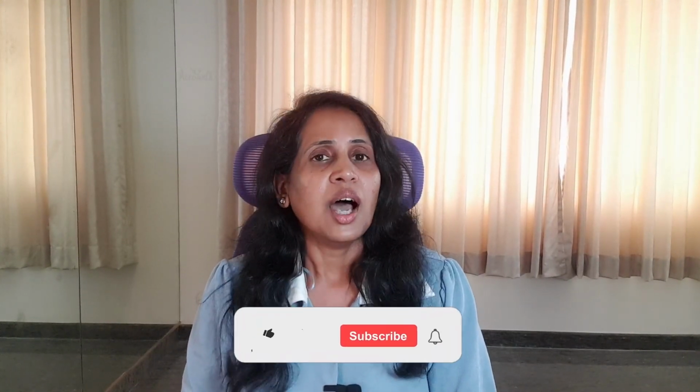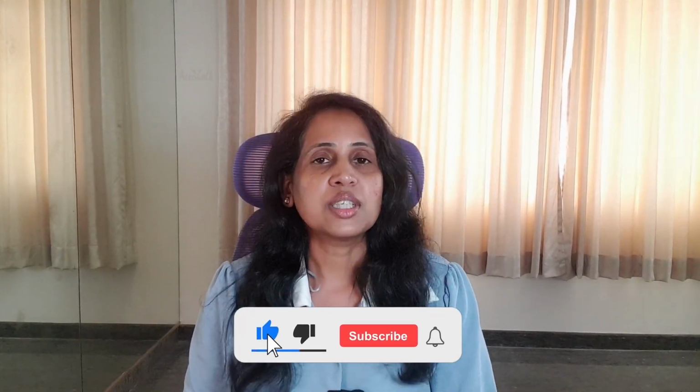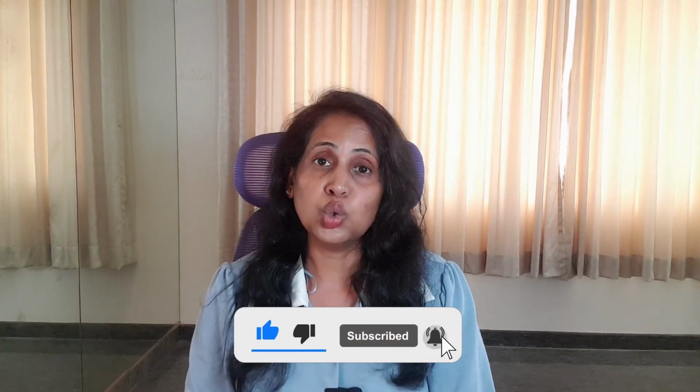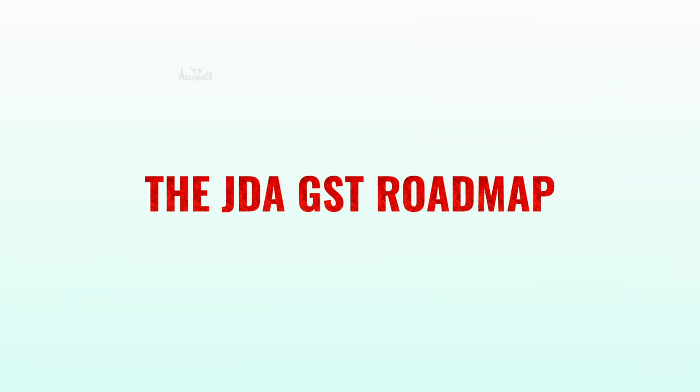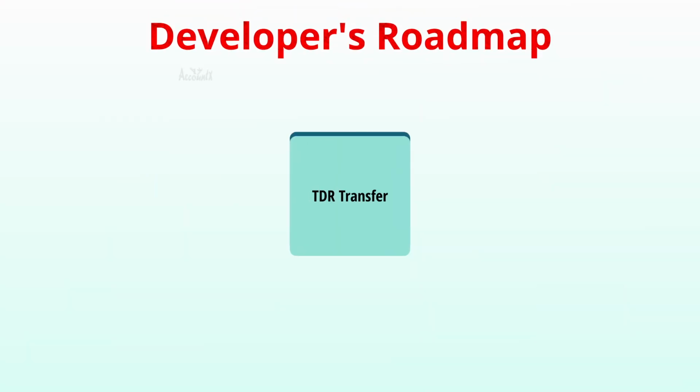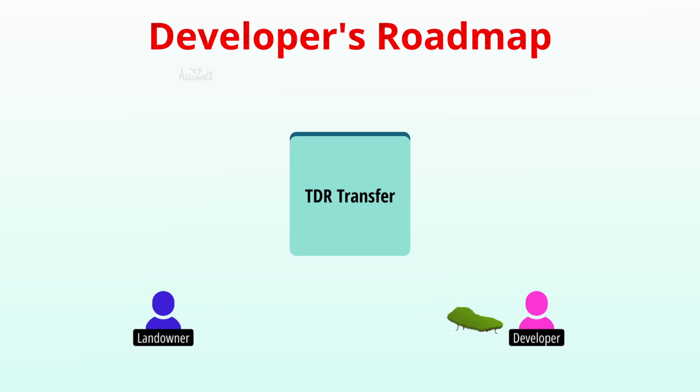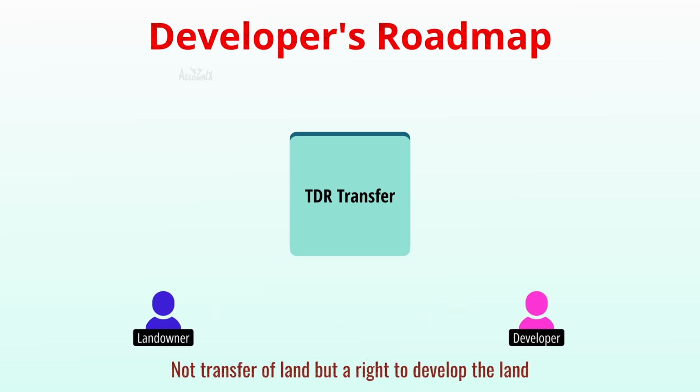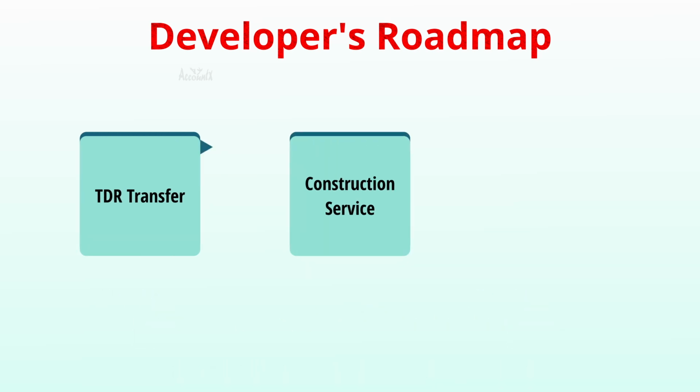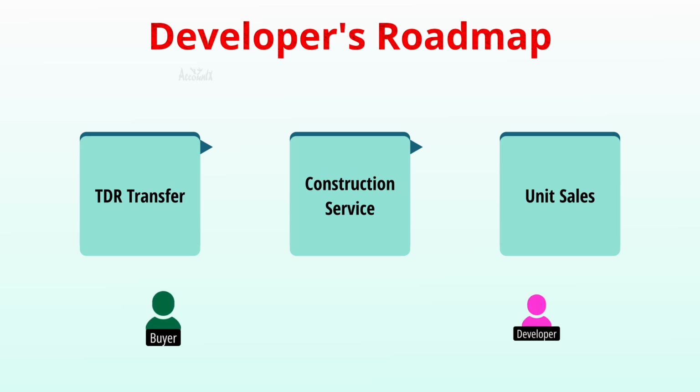Let's now talk about the JDA GST Roadmap. A JDA typically involves several transactions, each with its own GST implications. And this roadmap outlines the key stages a developer must navigate. First, TDR transfer, where the landowner transfers development rights to the developer. Then, construction service. Here, the developer provides construction as a barter service to the landowner. Next, unit sales, where the developer sells their share of units to third-party buyers.